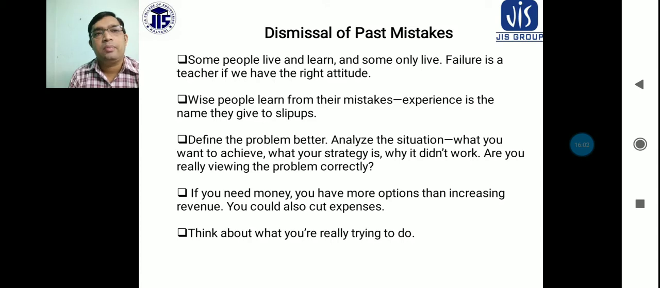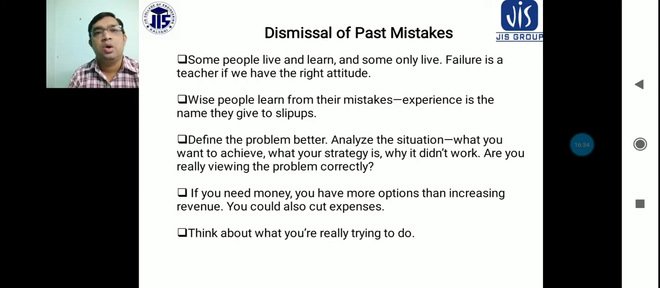Failure is a teacher if we have the right attitude. Suppose you fail in something, then you have to consider that and learn new lessons from this failure. That means failure is the teacher. It teaches you something when you fail, and then you have to make the next steps perfect. For this reason, failure is a teacher if we have the right attitude.